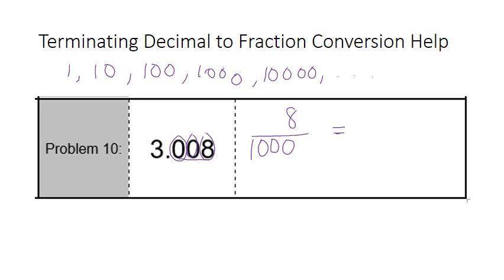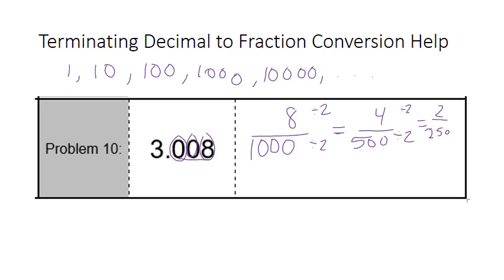Both the numerator and denominator are even, so I'm going to divide by 2 on the top and bottom. 8 divided by 2 is 4, and 1,000 divided by 2, you can use your calculator, is 500. We're going to do the same thing again. Because they're both even numbers, I'm going to divide by 2 again. 4 divided by 2 is 2, and 500 divided by 2, it's okay if you need your calculator, is 250.